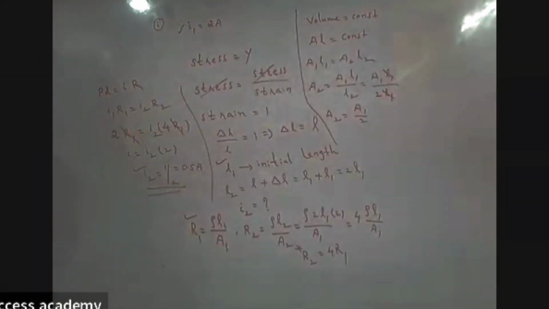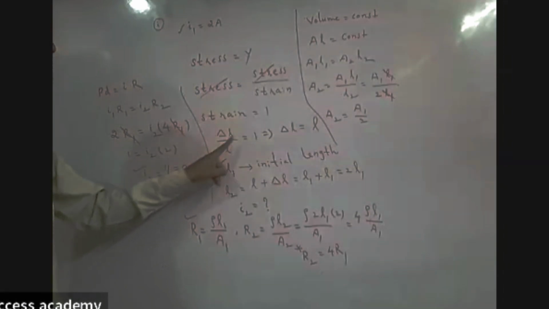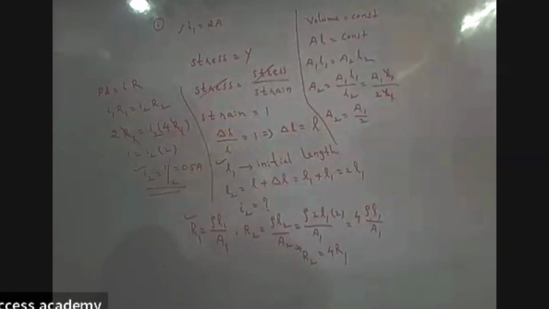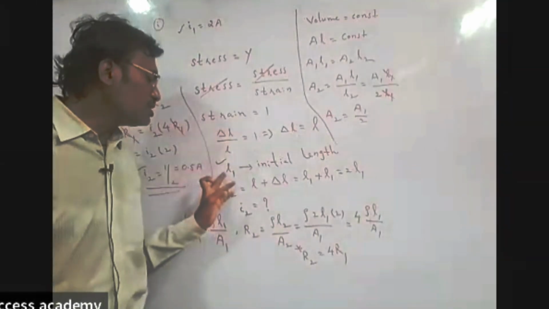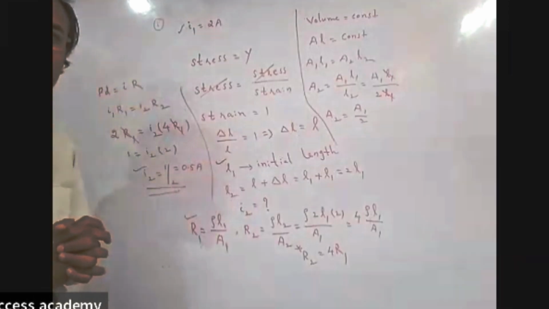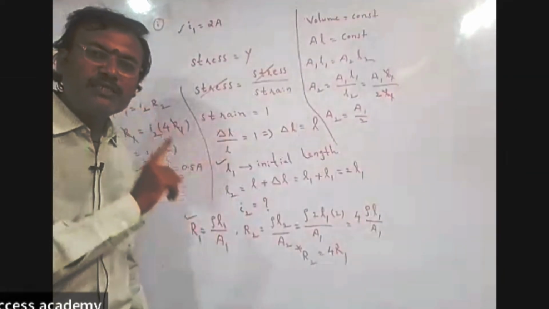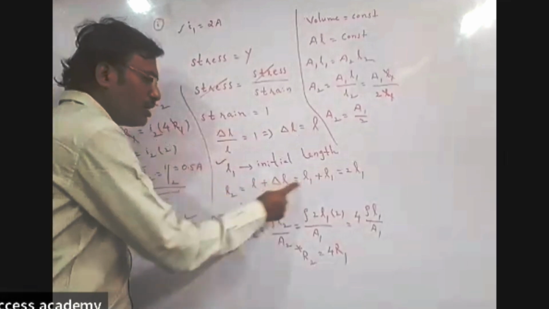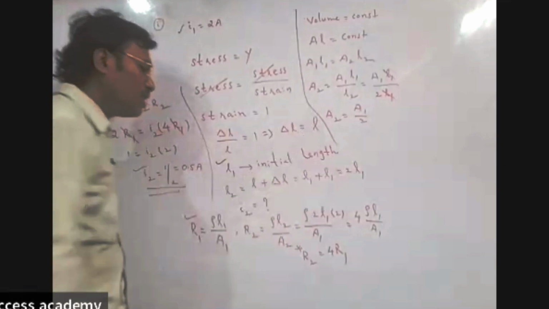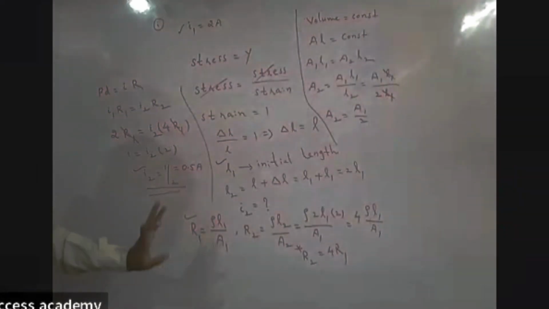See, the analysis of this problem is, at first, the given condition is stress is equal to Young's modulus. With that, I calculate the strain. Strain is delta L by L, that is equal to 1. Delta L is equal to L. Once the elongation is mentioned, it is very clear that the initial length is L1 and the final length is the initial length plus elongation. Initial length is L1, elongation is also L1, because L is the initial length L1. L1 plus L1 is 2L1.